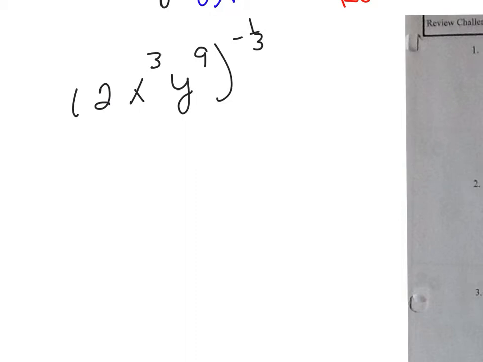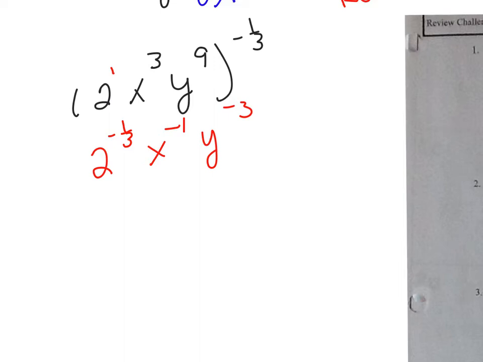All right, let's take a look at D. D is in parentheses 2, x to the 3rd, y to the 9th, raised to the negative 1/3 power. All right, so I have power to a power. That means everything on the inside gets this power here. All right, so this has a power of 1. So it's 2 to the negative 1/3 power. Power to a power, you multiply the powers. X to the negative 1, y to the negative 3 power.